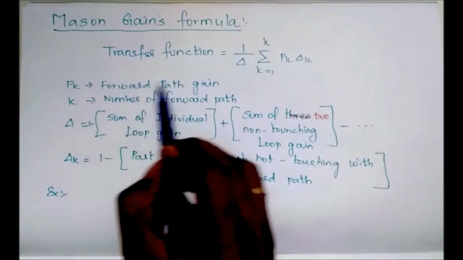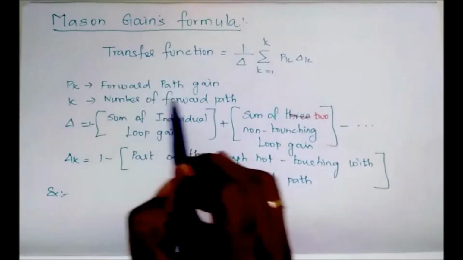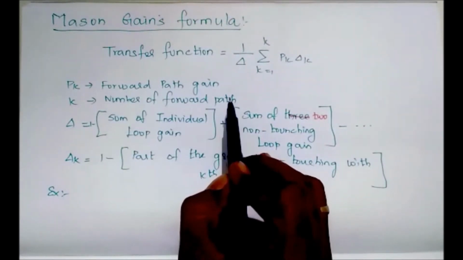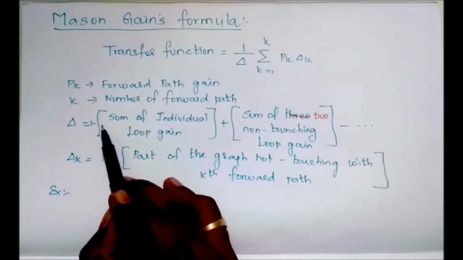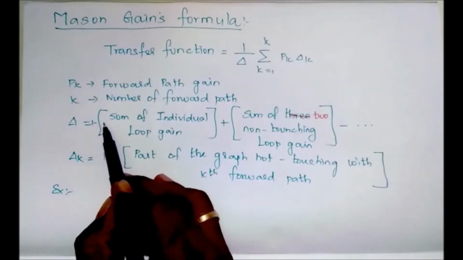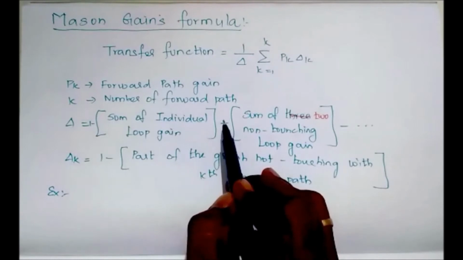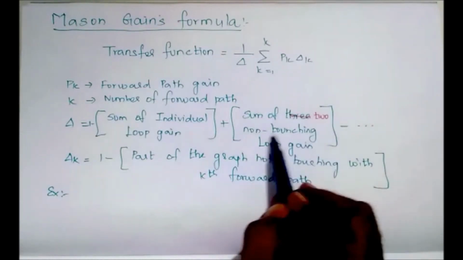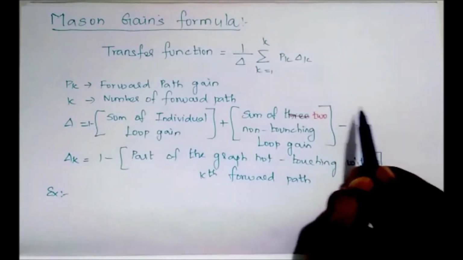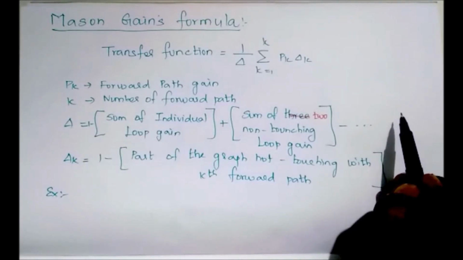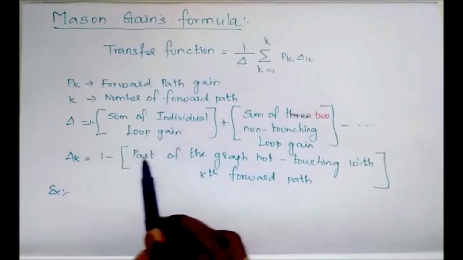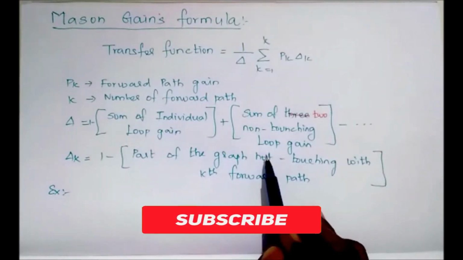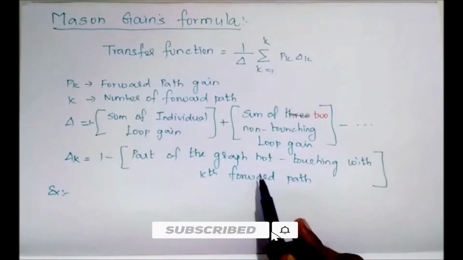Where pk is forward path gain, k is number of forward paths from the given signal flow graph, del is equal to 1 minus sum of individual loop gain plus sum of 2 non-touching loop gain minus sum of 3 non-touching loop gain plus it will continue. Del k equal to 1 minus part of the graph not touching with kth forward path.